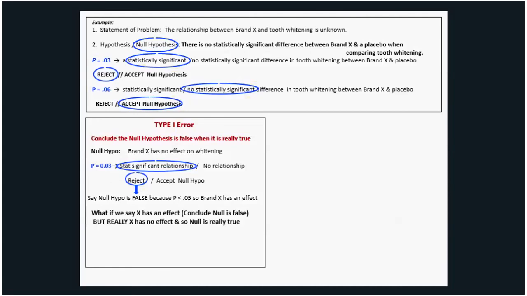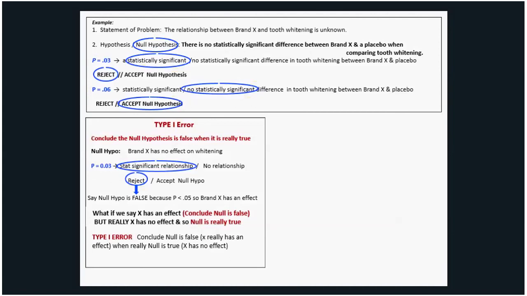Okay, now what if we say that brand X has an effect, and that way we're concluding the null is false, but really brand X has no effect, so the null is true. That's a type 1 error, which means you're concluding that the null is false, and you're saying, okay, we're not going to use brand X to whiten teeth because this study has shown that brand X has no effect on teeth whitening. So we don't use that product at all. We don't recommend that product. When actually there was a problem with the research, either the sample selection, what they did, how they ran the research study, and so they ended up with a type 1 error.